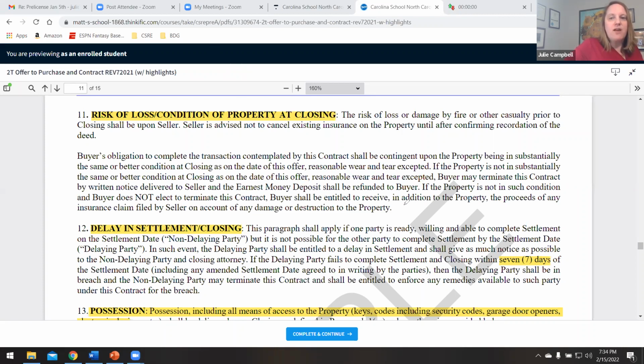If it's not in the same or better condition, buyer may terminate this contract by written notice delivered to seller, and they'll get their earnest money deposit back. It doesn't say anything about due diligence, does it? This just protects the buyer's earnest money. So even if we're outside of due diligence, the house burns down, the buyer's going to get their earnest money back if they terminate. They may terminate. If the house burns down and the buyer does not terminate, the buyer is entitled to receive, in addition to the property, the proceeds of any insurance claim filed by the seller. So if you're under contract and the house burns down, the buyer has a choice. They can terminate and get their earnest money back, or they can proceed to closing and get the insurance from the seller's claim.